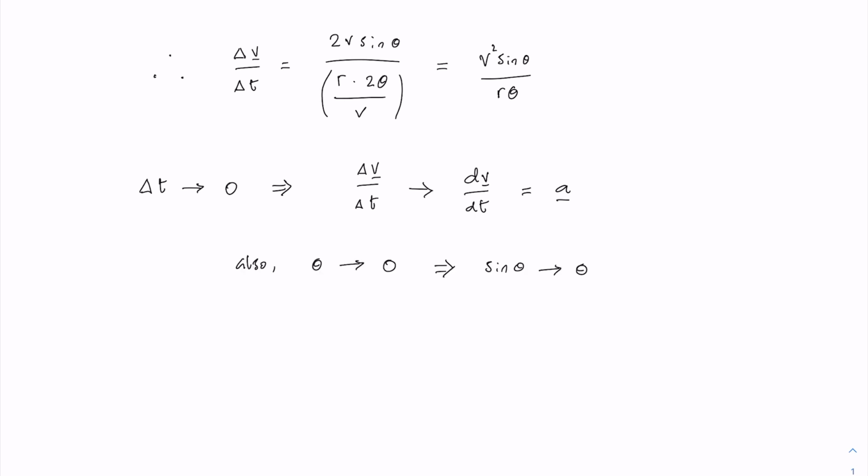Also, theta approaches 0, which means that sine theta is increasingly well approximated by theta. Finally, employing these two results in the equation at the top of the page, we find that the acceleration vector that we're looking for is given by v squared over r, and as we saw, its direction is towards the centre of the circle.